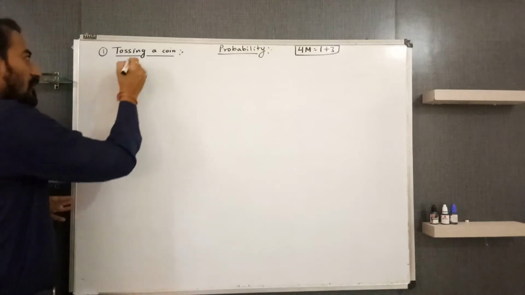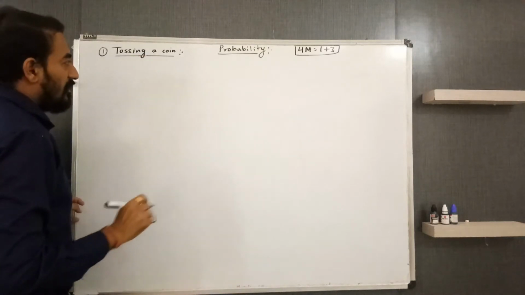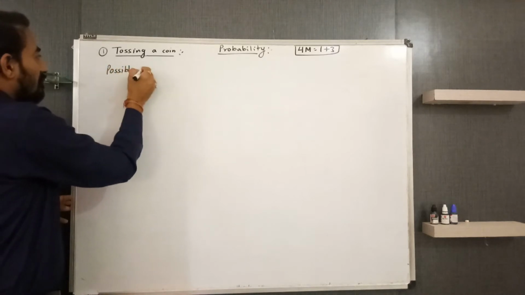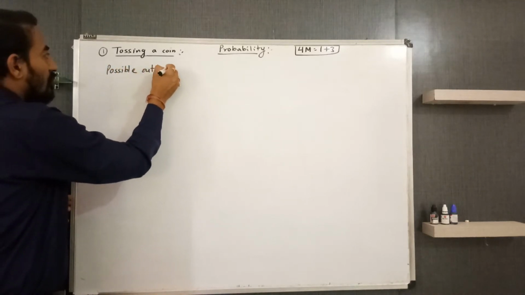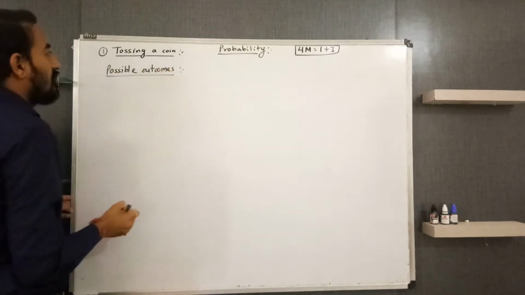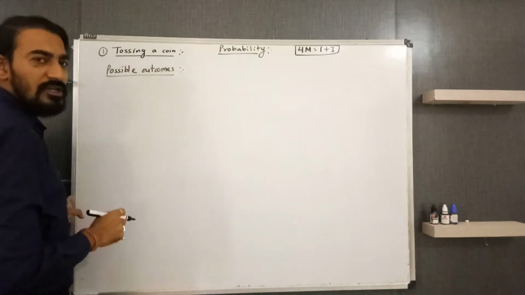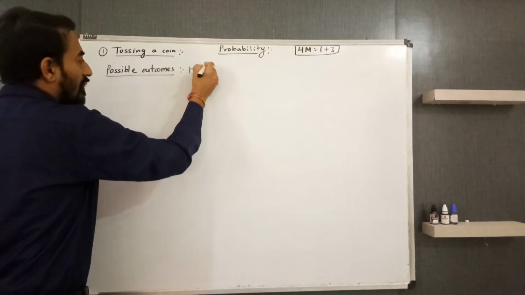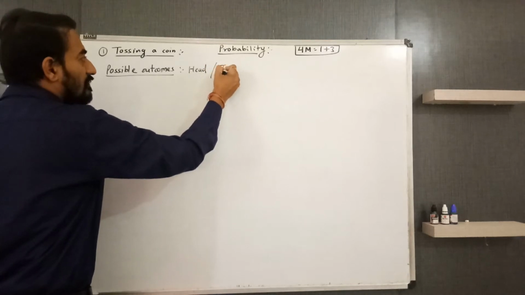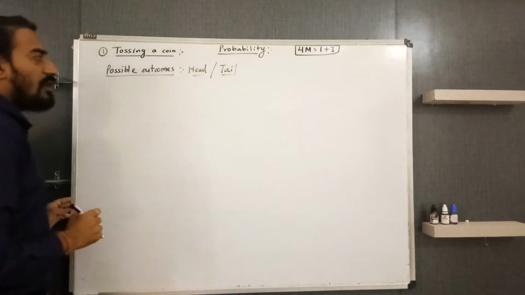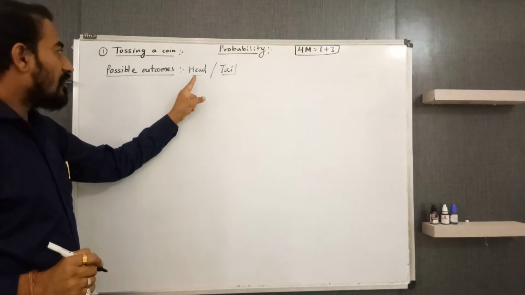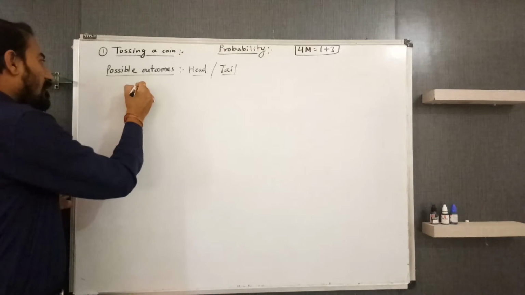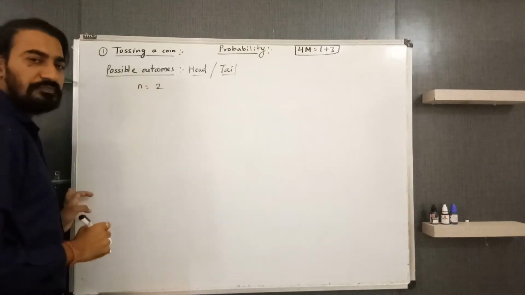Here, you know, if we toss a coin, then the possible outcomes are, just think about it. What are the possible outcomes in case of tossing a coin? In case of tossing a coin, we may get head or we may get tail. So we have these two possible cases, getting head or getting tail. So here n will be 2.